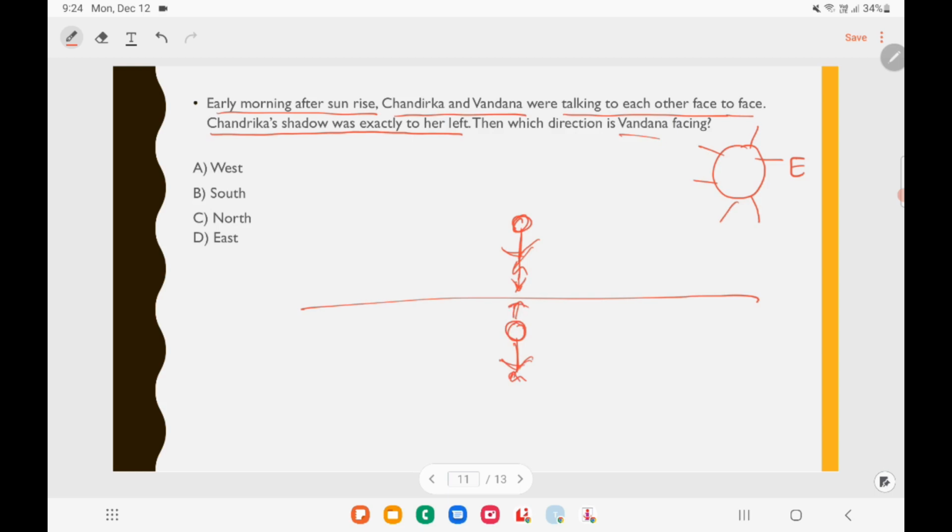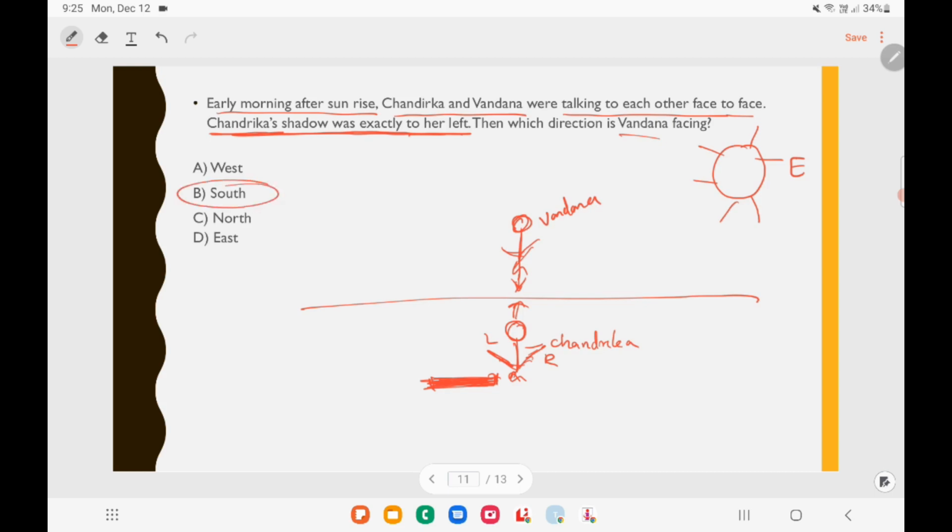Now it says that Chandrika's shadow was exactly to her left. So if this is Chandrika, her shadow will be to her left like this, right? This is her left and this is Chandrika's right. So if her shadow is like this, this means that her shadow is to her left. That means this will be Vandana, because they are talking face to face, right? So Vandana is facing south direction.